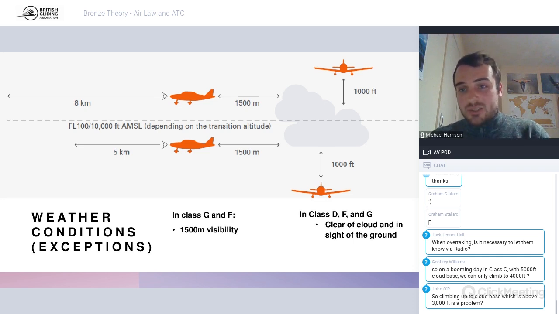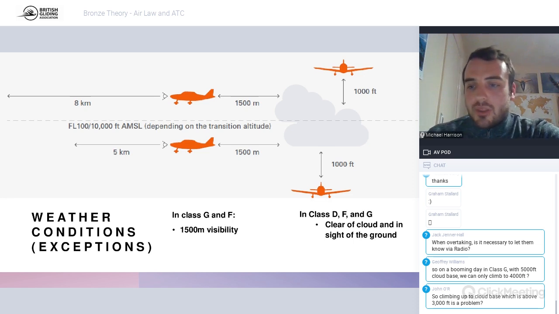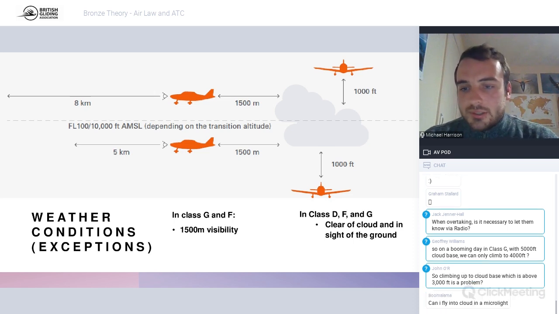If you want to go into cloud, if you're flying on an EASA license, you actually need to have a cloud flying rating. Under the BGA, there's a cloud flying endorsement, which I don't believe is mandatory, but I wouldn't enter cloud if you haven't been trained to do it, as there's a lot of things that can go wrong if you fly in cloud without training. So yes, apologies for forgetting to mention that. I got carried away with myself there.